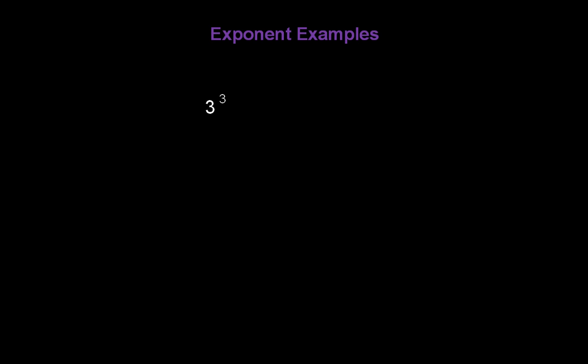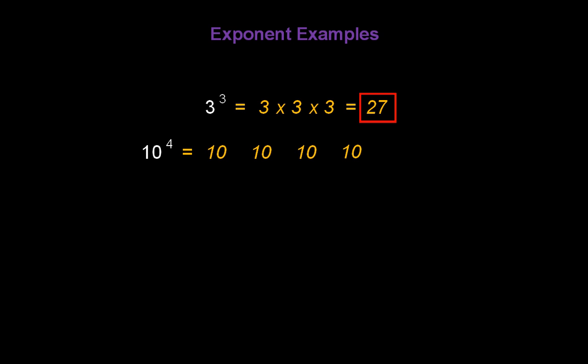Now here's some examples of exponents. 3 to the third power. The exponent 3 tells us we're going to write a 3 3 times, and we're going to put a multiplication sign between them, and 3 times 3 is 9, times another 3 gives us 27. 10 to the fourth power means we're going to write 10 4 times and put a multiplication sign between them. Multiplying them out, we get an answer of 10,000.